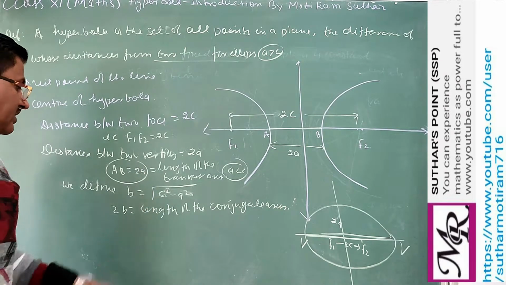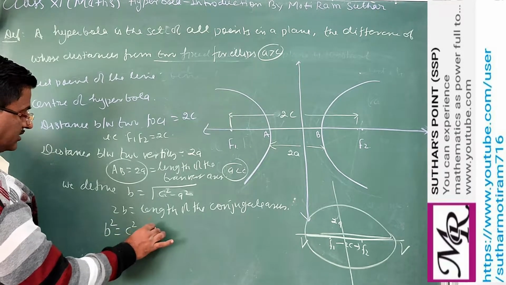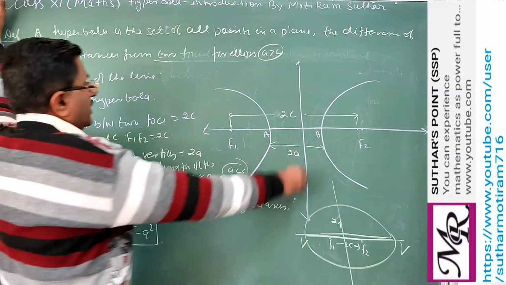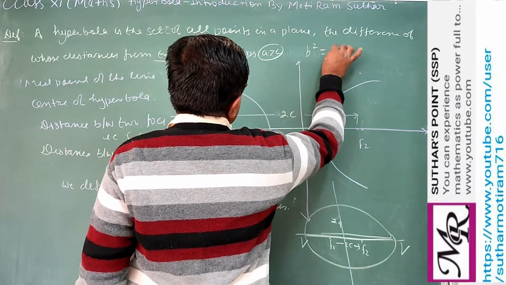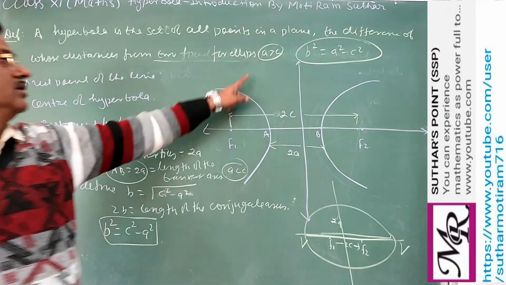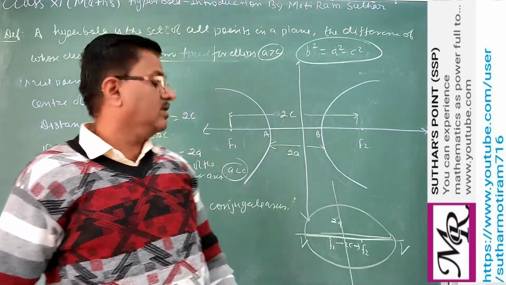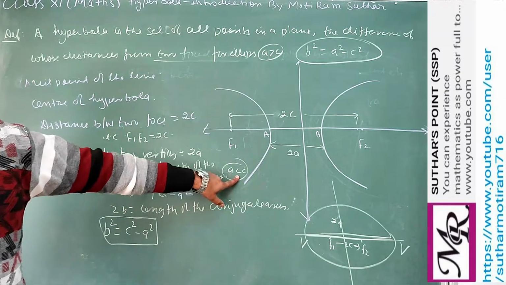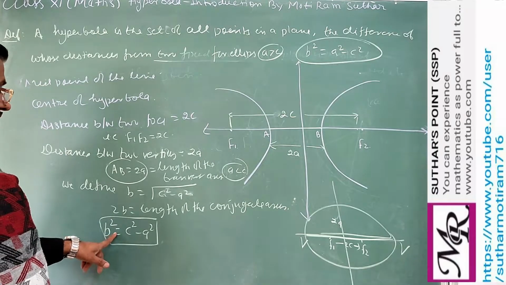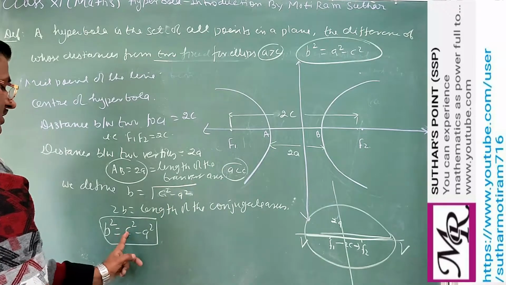Now here also there is a difference, that is very important. Here we are using B square as C square minus A square. Clear? But in the case of the ellipse, B square equals A square minus C square, because in the ellipse A is greater than C, that's why we use A square minus C square. But in the case of the hyperbola, C is greater than A, that's why we use B square equal to C square minus A square. The greater minus the smaller.